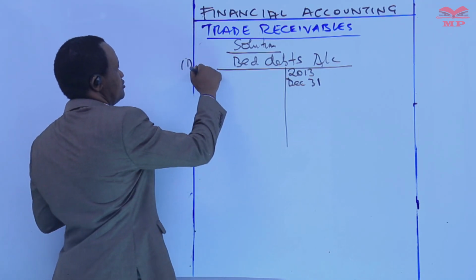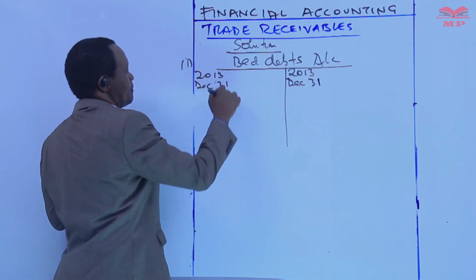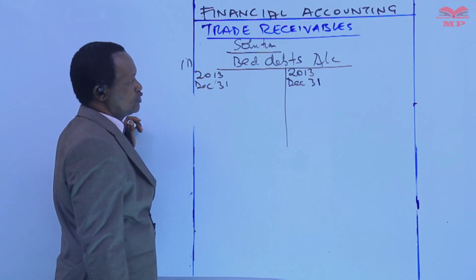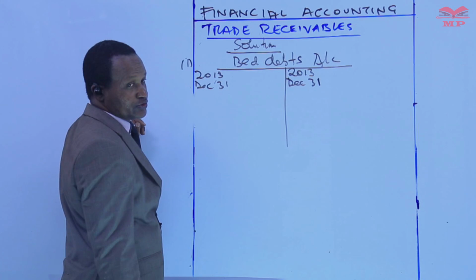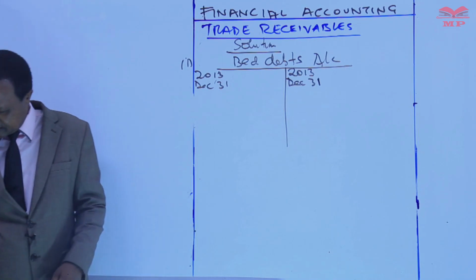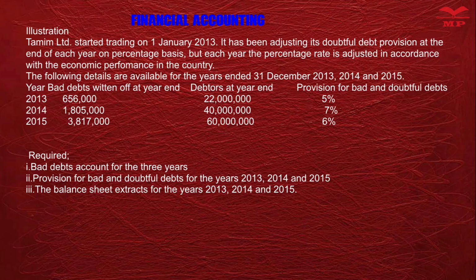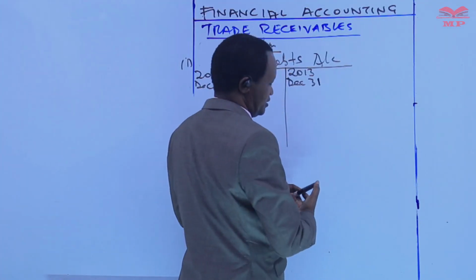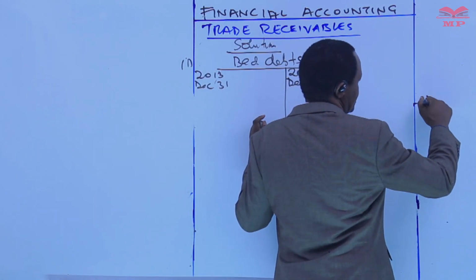When you write off bad debts, what happens? Which accounts are affected? When you write off bad debts, you have to open bad debt account from the question. Look at the question again. So the initial entry, you recall what I wrote here. When you write off a bad debt, the first transaction affects the debtors account.